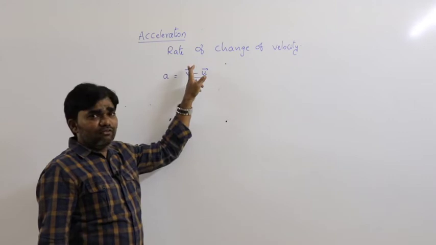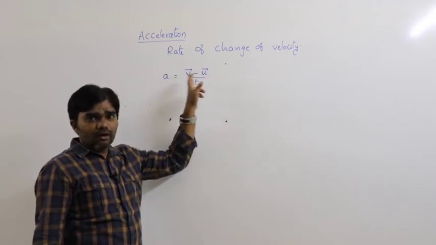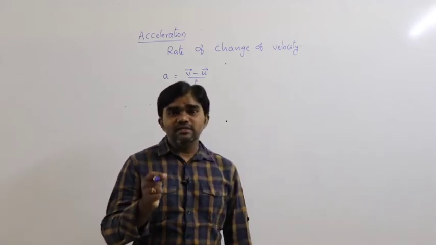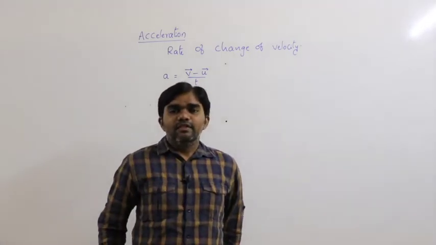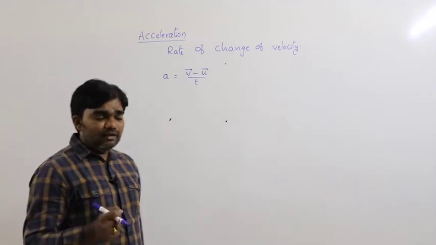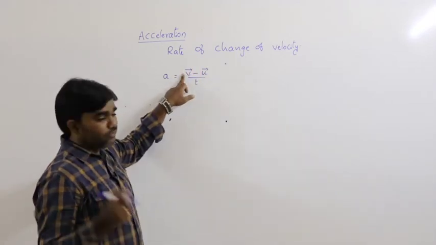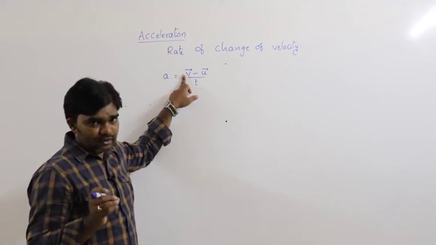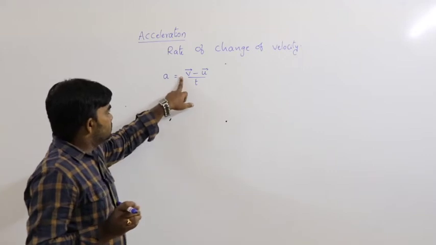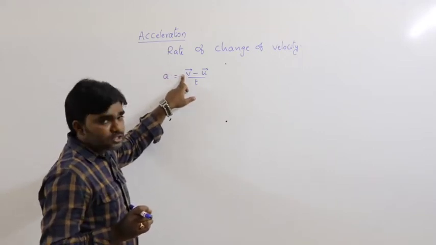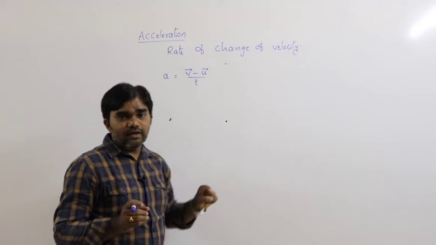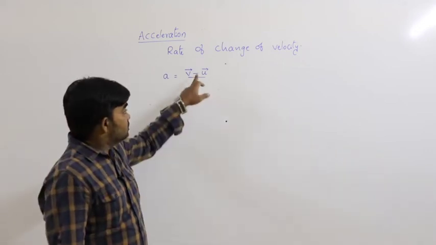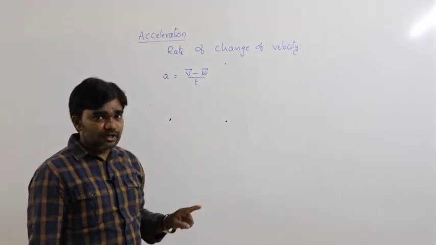Why are we writing v bar and u bar? V bar and u bar, in the sense, velocity is a vector quantity. Any vector quantity is represented like this. We already discussed that in the first class, scalar quantity and vector quantity. So acceleration can be written as v bar minus u bar divided by t. This is not algebraic subtraction.